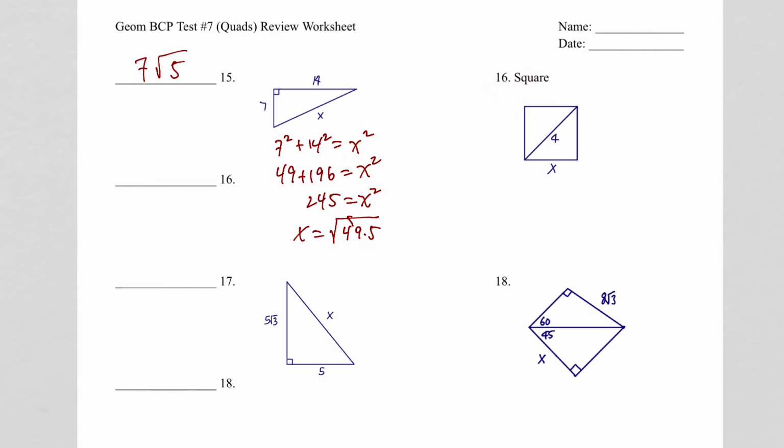Because you know this is a square, then the diagonal is root 2 times this. So x root 2 must be equal to 4. So x is equal to 4 over root 2, which is 2 root 2.